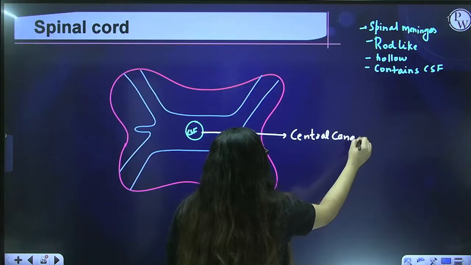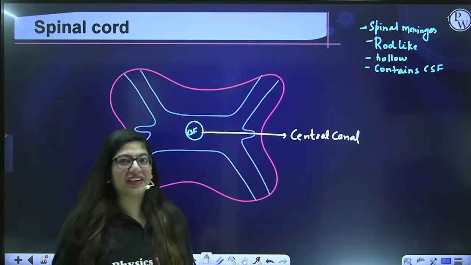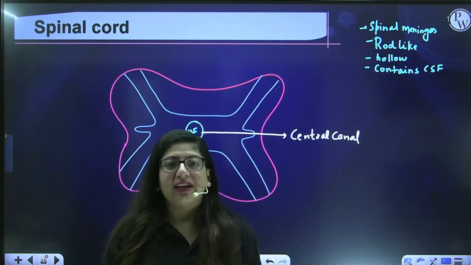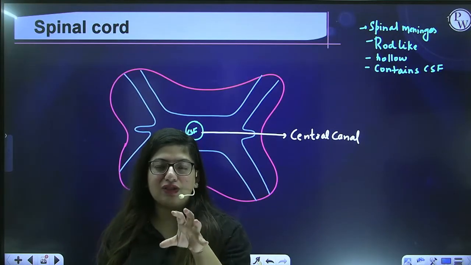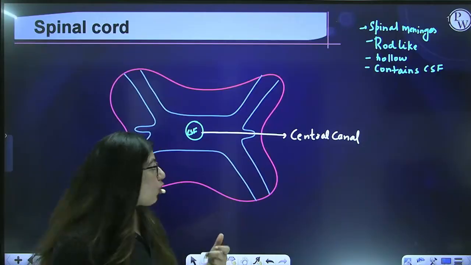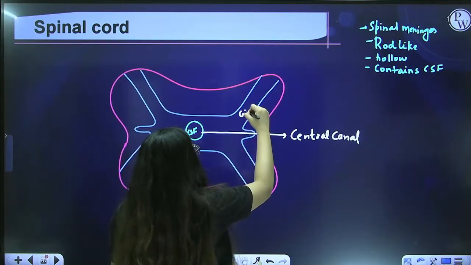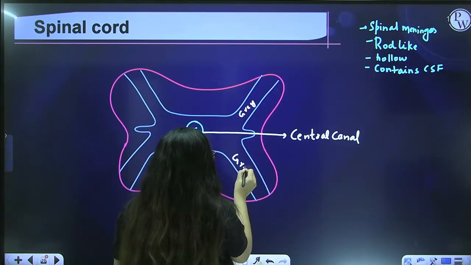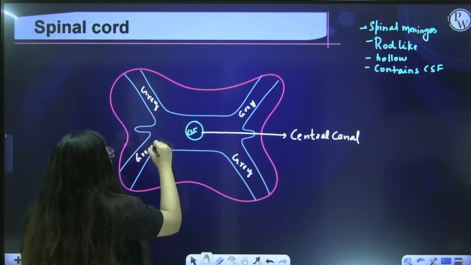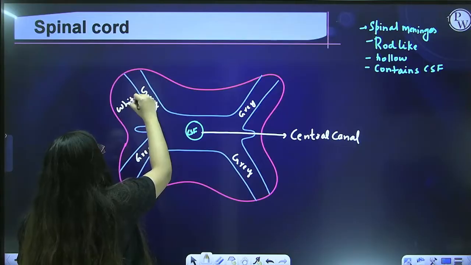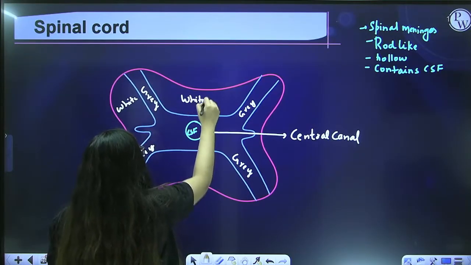Right? Now you will see one opposite thing compared to the brain. In the brain, the outer area was gray matter and the inner was white matter. Here it is opposite. This inner area is gray matter, and this one is white matter. The outer area is white matter.